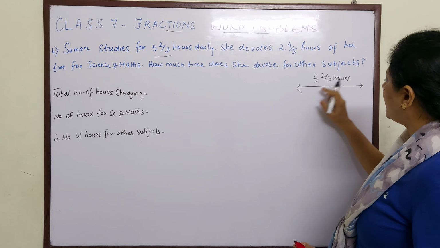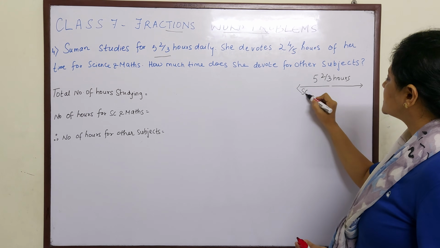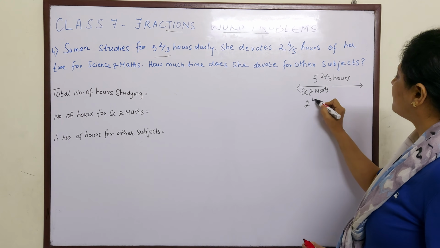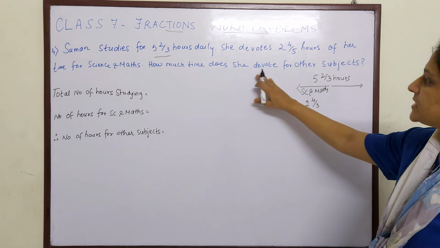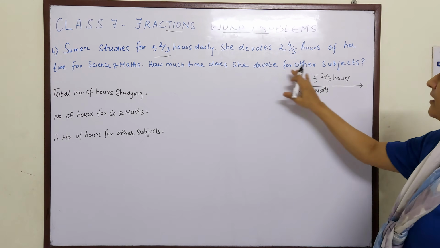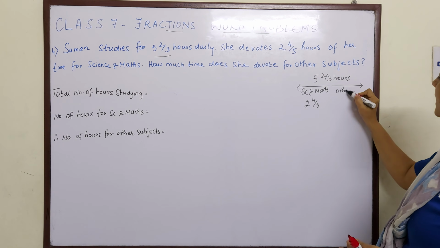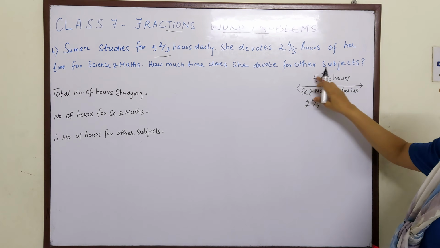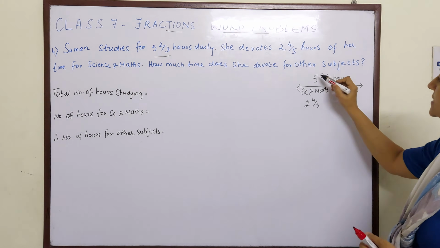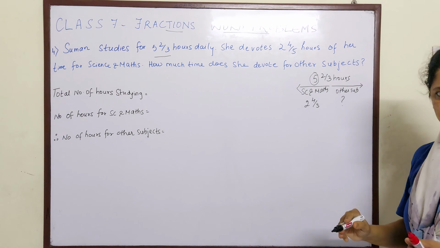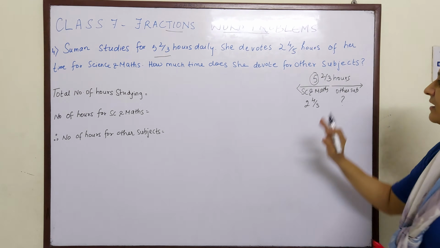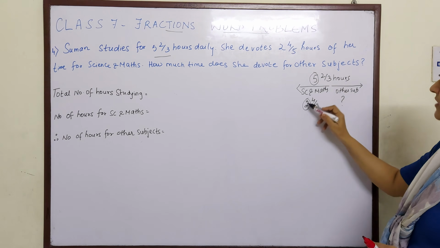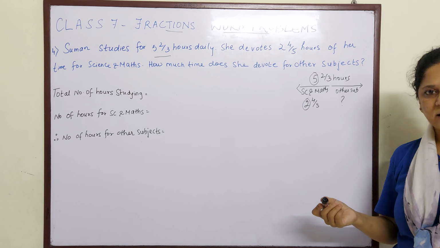So let us divide it into 2. This is for science and maths. She is studying 2 4/5 hours. How much time does she spend for other subjects? So for other subjects, how much time is she devoting? So if you can see, children, this is total hours. Let us assume she is studying for 5 hours. We will take out the fraction part. Out of 5 hours, if she is studying for 2 hours science and maths, that means 5 minus 2, 3 hours she is studying for other subjects.